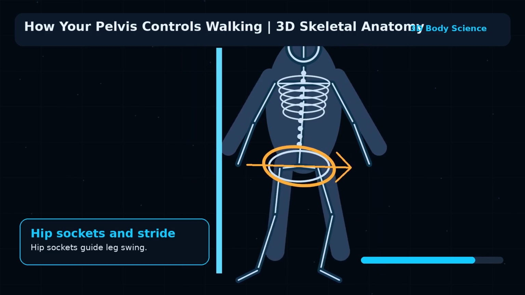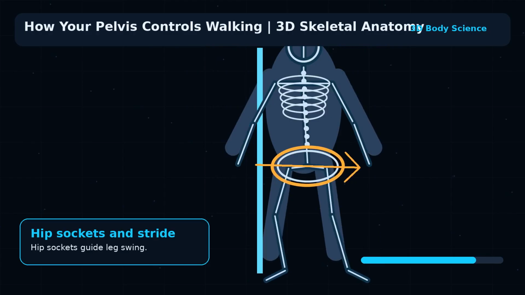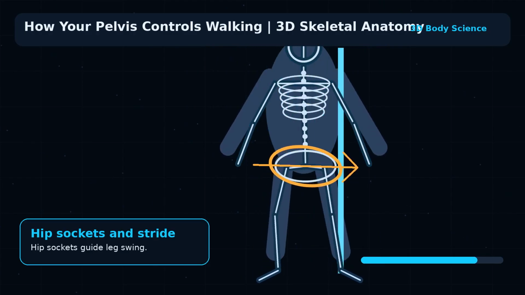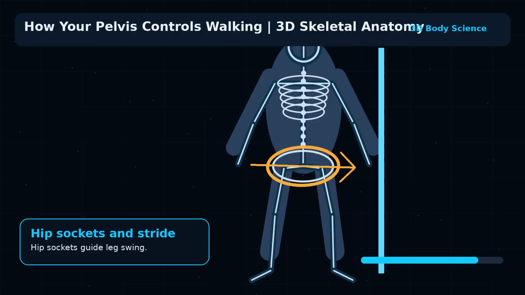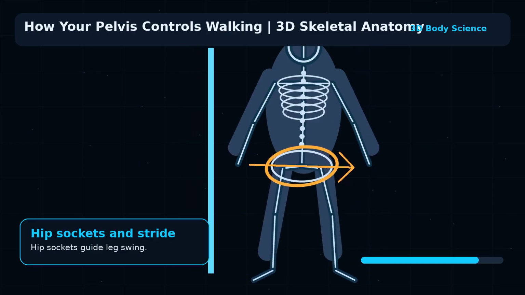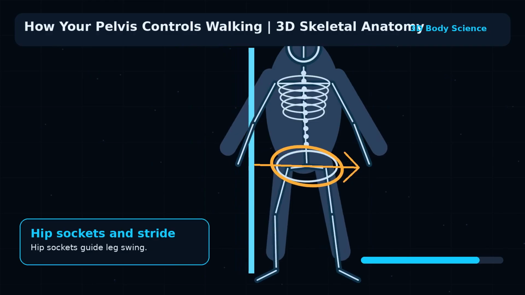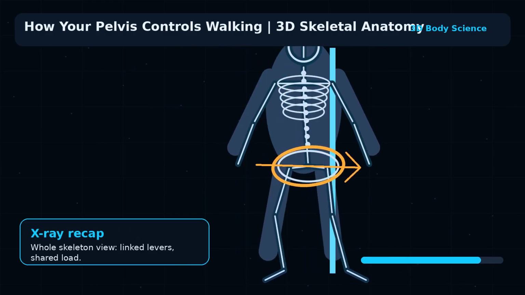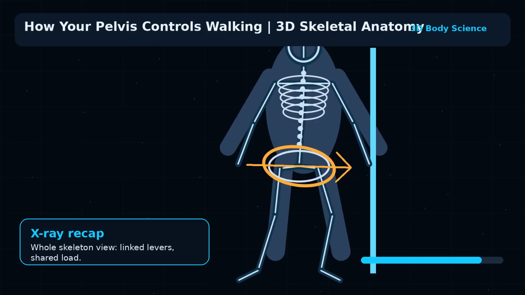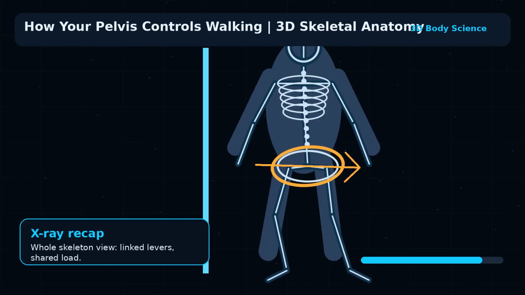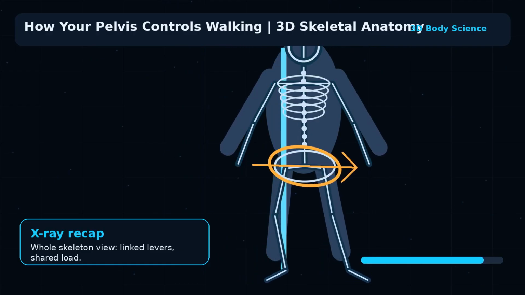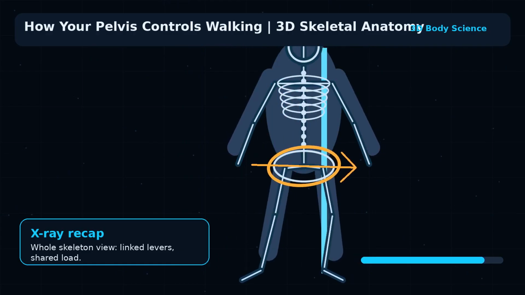One more way to think about this is to follow the line of force through the skeleton instead of only looking at the body part that gets your attention. In How Your Pelvis Controls Walking, the highlighted bones are pelvis, hip sockets, sacrum, femur heads, but they are never acting by themselves. The skeleton is always answering three questions at once. Where's the weight? Where's the next movement going? And which joint has to guide the transition?